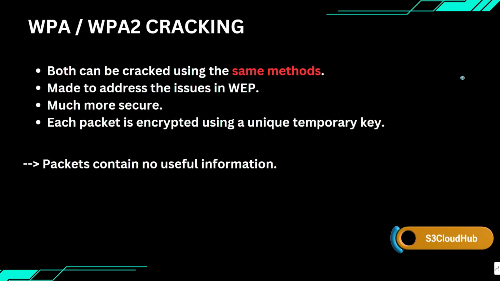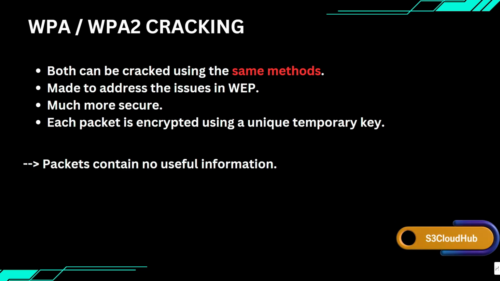Before we get into the details of cracking, it is important to understand that WPA and WPA2 are very similar. The main difference is the type of encryption they use to ensure message integrity. WPA used TKIP while WPA2 used CCMP encryption. But don't worry, the methods I will show you will work on both.